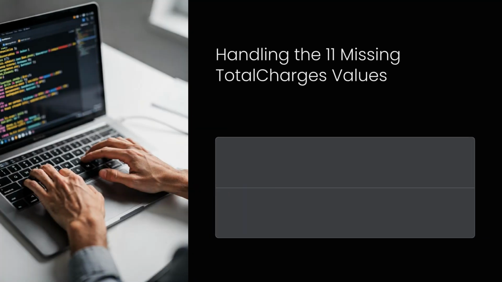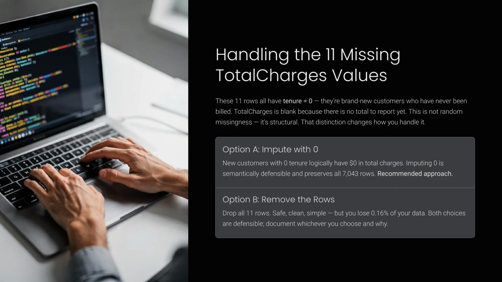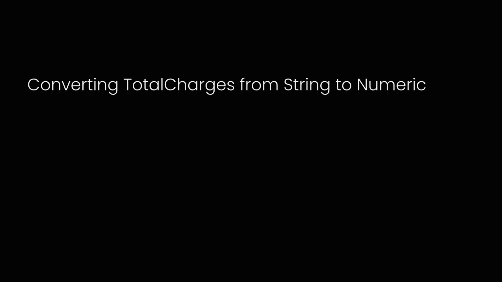The 11 missing total charges values are structural. They belong to new customers with 0 tenure. The recommended approach is option A, impute with 0. This is semantically correct and preserves all 7,043 rows. Total charges must be converted from string to float after handling the missing values.